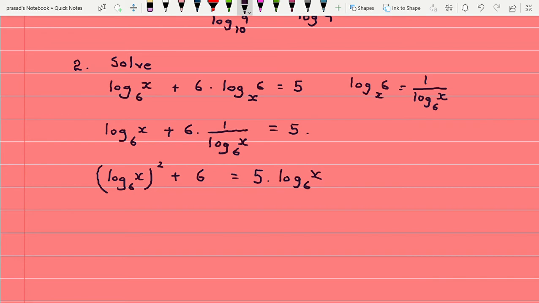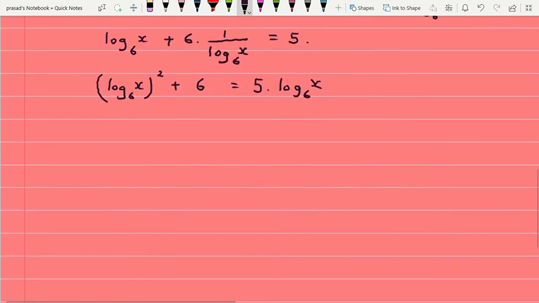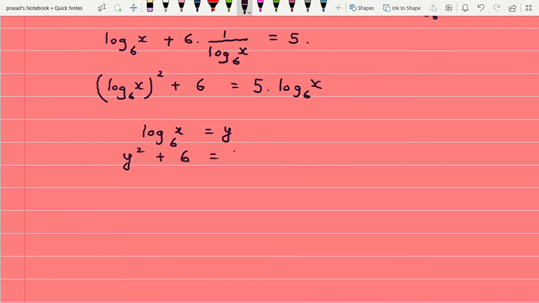Now here what I will do is I will take log x to base 6 as, say, y. So I will get y square plus 6 is equal to 5y, which I can write as y square minus 5y plus 6 is equal to 0, which gives you a quadratic equation.